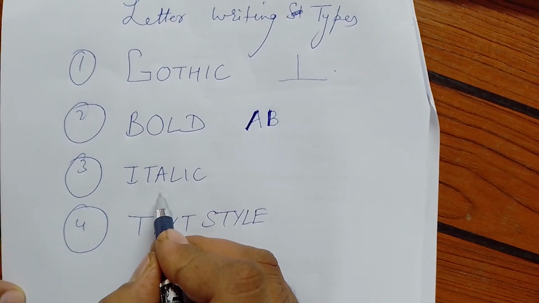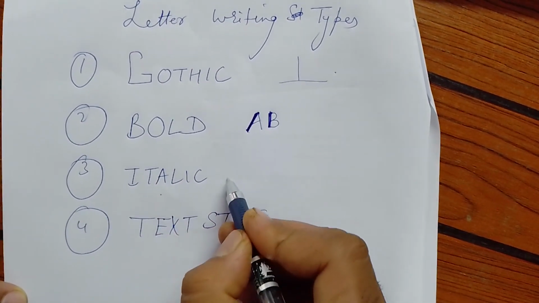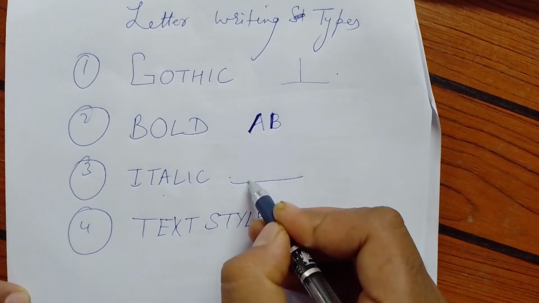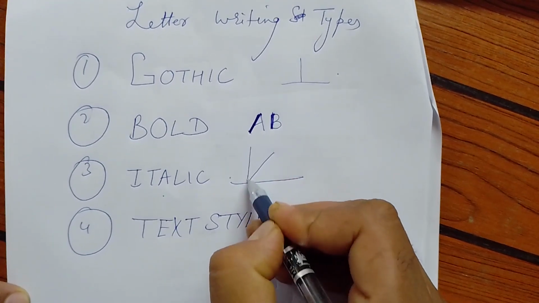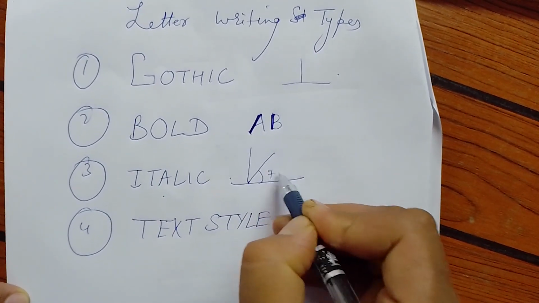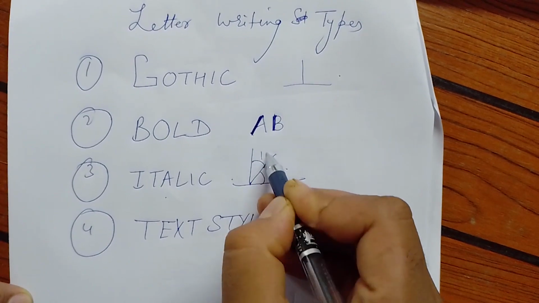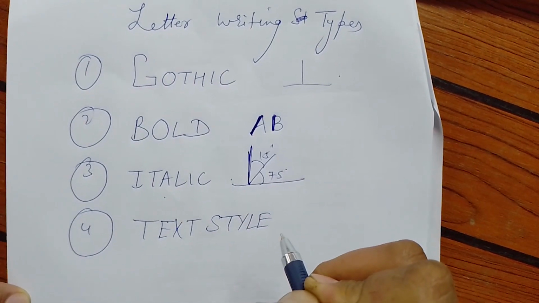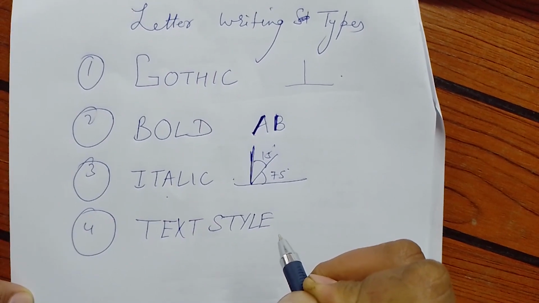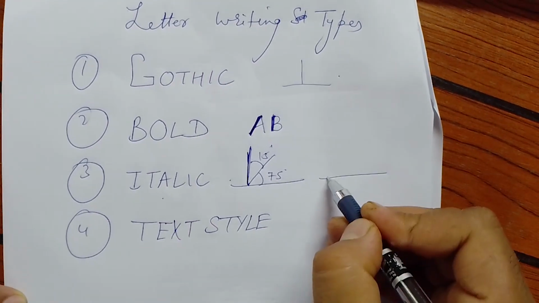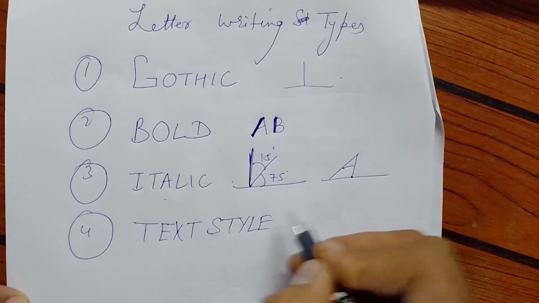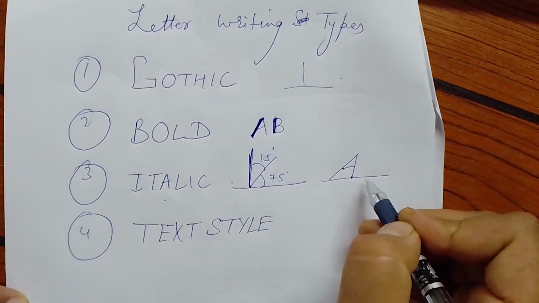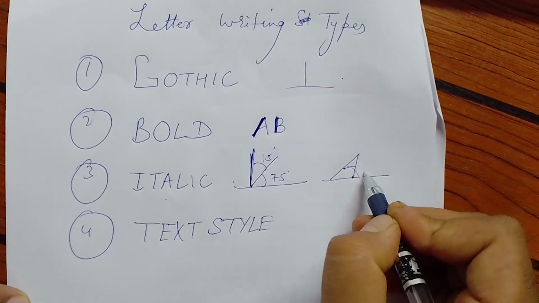And in italic, it is inclined at 75 degree from the base or 15 degree from this perpendicular. So this is inclined letter writing. Generally it is just like this, inclined at 15 degree from the above and 75 degree from the base.